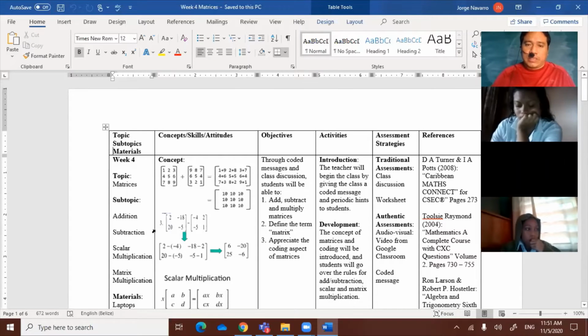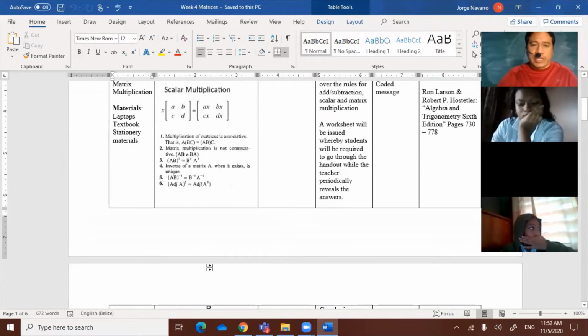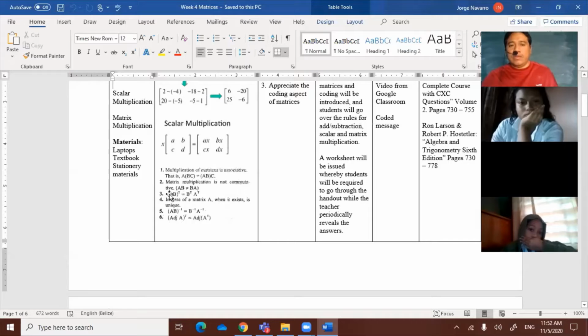Also in here, notice that they have the combination of scalar multiplication and subtraction. Notice the topic there on scalar multiplication. It shows that whenever you scalar multiply, the number outside is multiplied to every element inside the matrix.